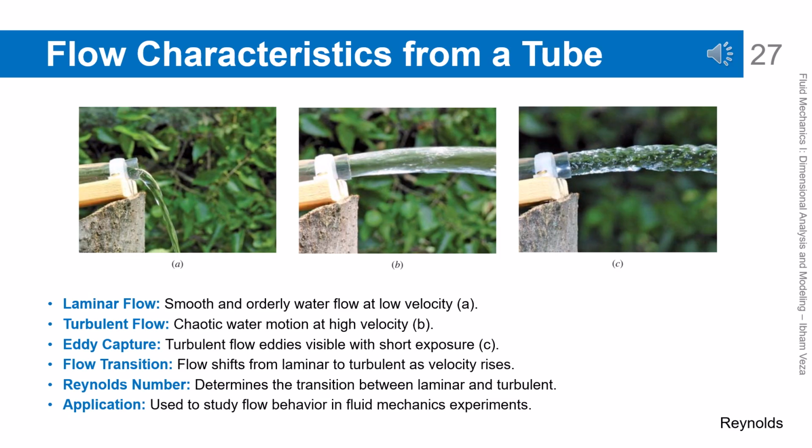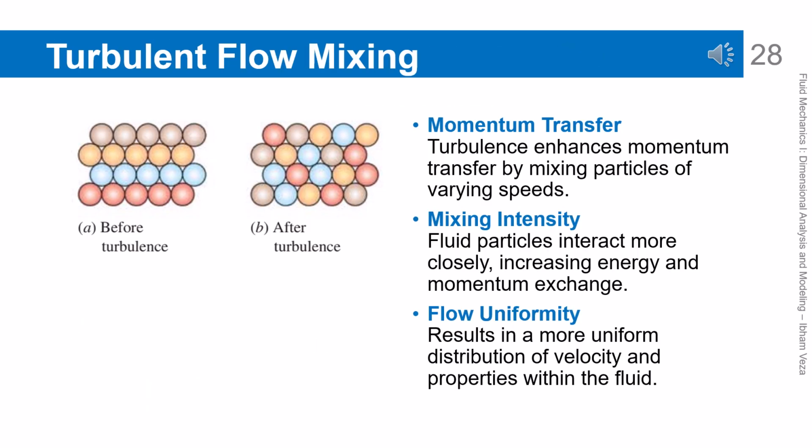At low velocity, the flow remains laminar and stable. At higher velocity, the flow becomes turbulent with complex eddy structures. The Reynolds number is used as the main criterion to determine this change. This observation is often used in basic fluid mechanics experiments.